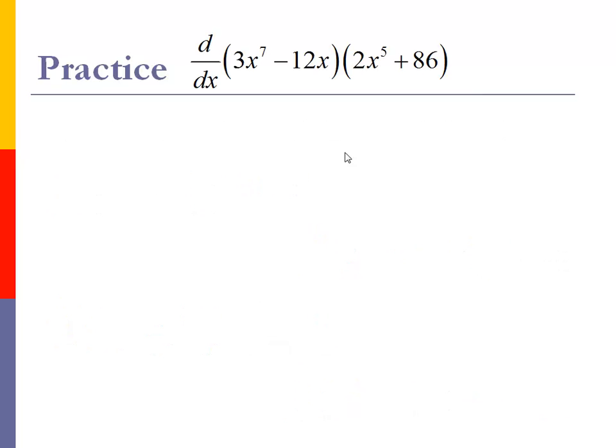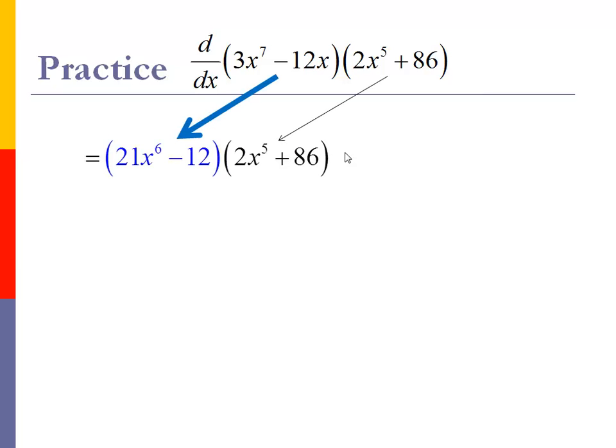For the first one here, we're doing the derivative. We have two things multiplying, so that's why we're using the product rule. The product rule is basically saying take the derivative of the first item, so that's why we're getting a 21x to the 6 minus 12. We're only doing the first. We're leaving the second one alone.